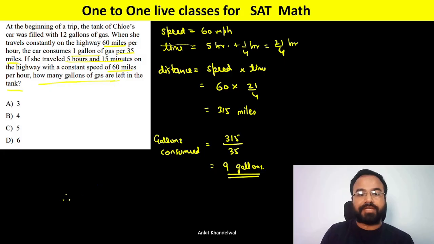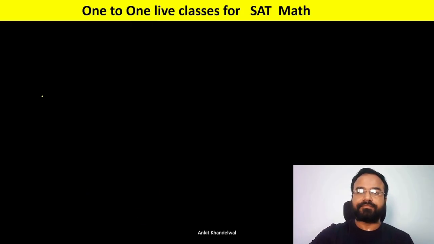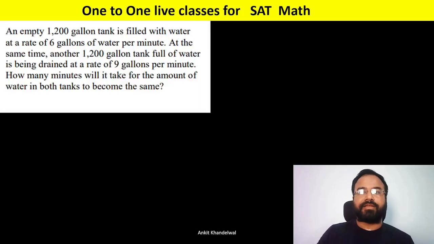So it is asking how many gallons of gas are left in the tank. So gallons left will be equal to, initially there were 12 gallons, minus 9 gallons, so 12 minus 9 is 3 gallons of gas left. So option A is the correct answer. Let's see another one.